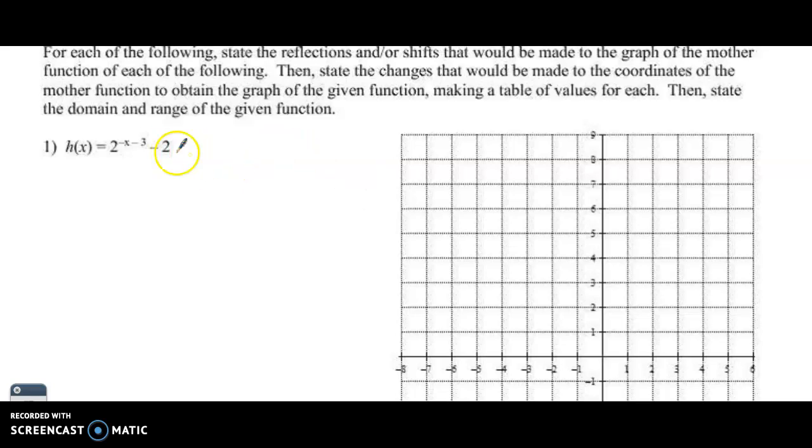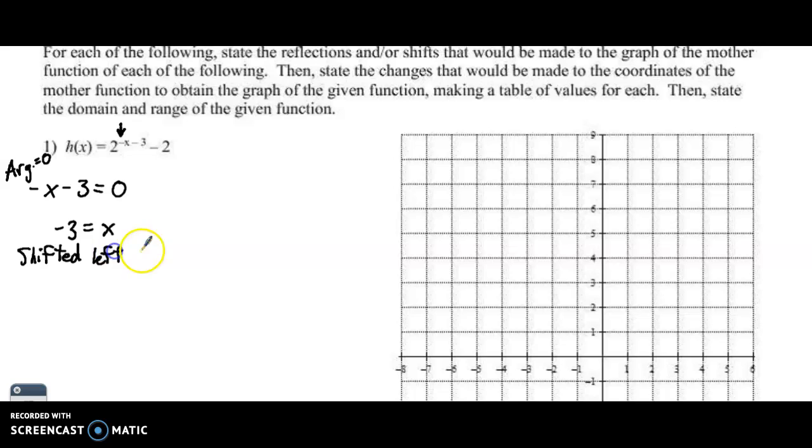Because as a reminder, and because it's been a while since we've done this, when we have a negative here, it puts a wrench in our transformations. But you may remember that what we did a long time ago is we set the equation, the argument, that's what we called it, equal to 0. And we solve for x to see that, okay, well, if I add x over, it's negative 3. X equals negative 3. So this is really shifted left 3 units.